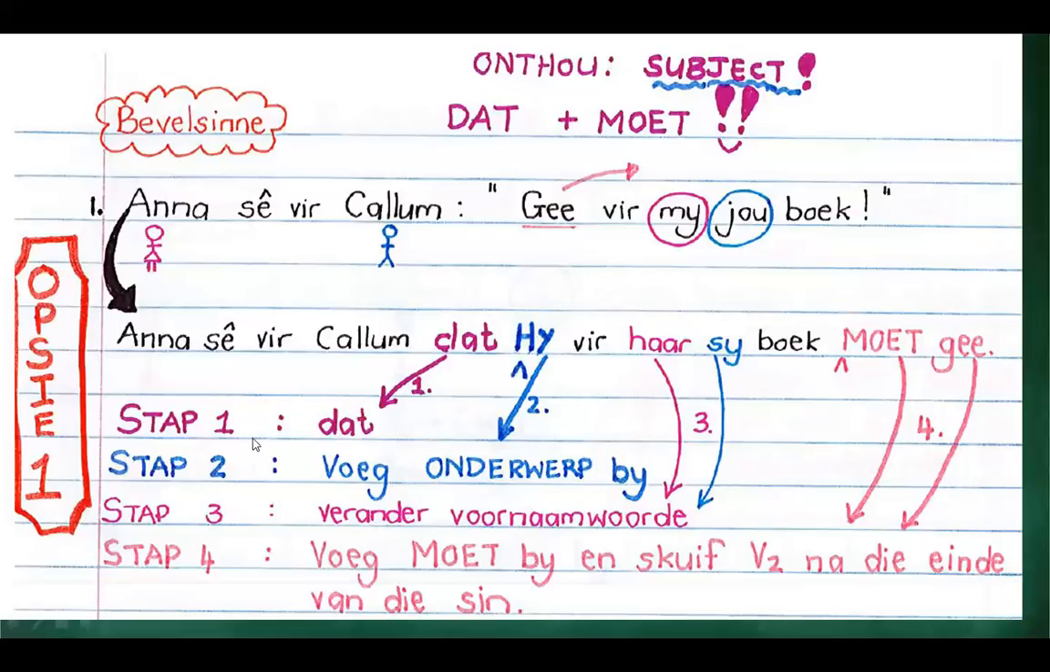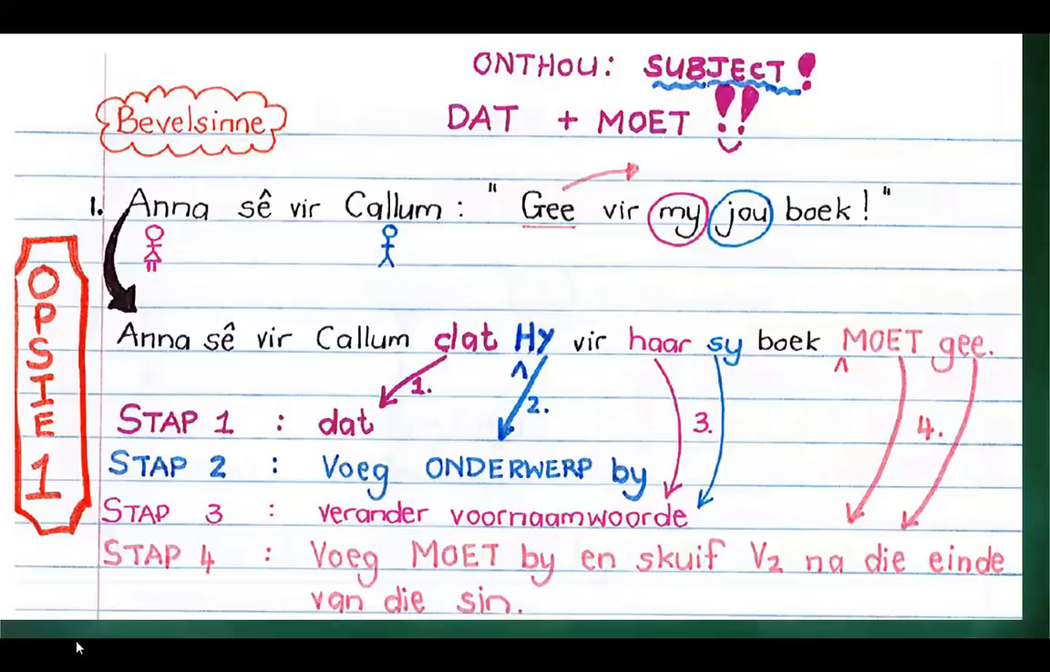So step one, we put dat to join the two sentences. Step two, we remember to add our subject. Step three, I need to remember to change the given pronoun. In step four, voeg moet by en skuif werkwoord 2 na die einde van die sin. You add moet and you move it to the end in front of verb 2. Okay, this is the one option of doing the FAL sentence.